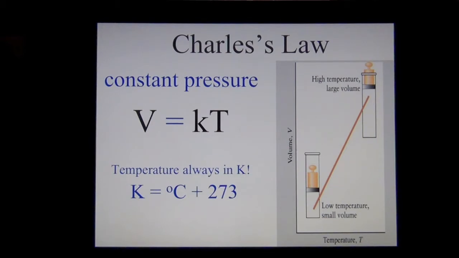So what does it mean to have a direct relationship? Well, this means as one variable goes up, so does the other one. So here we see that if the temperature increases, the volume of the gas must also increase if we're trying to keep the pressure constant.